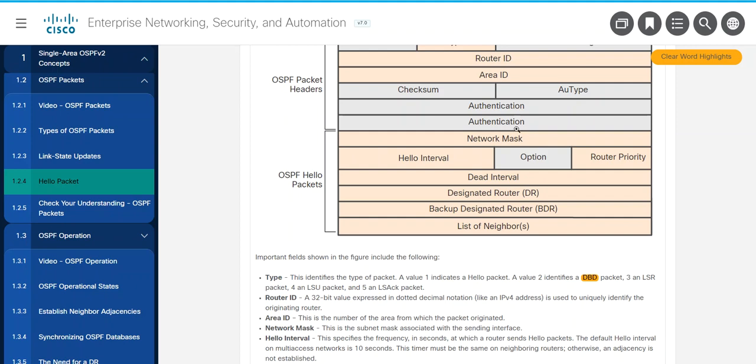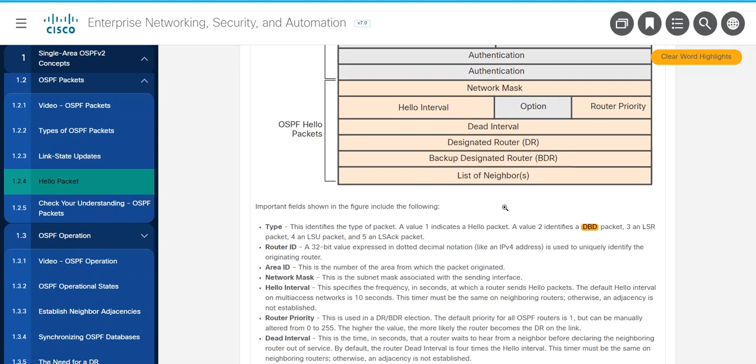OSPF uses hello intervals. The default hello interval is 10 seconds. It also uses a dead interval. The dead interval is the amount of time that a router is going to wait to hear from a neighbor before it declares that it is down. By default, the router's dead interval is 4 times that of the hello interval. So if your hello interval is 10 seconds, by default the dead interval would be 40 seconds. It is possible to change a hello interval and a dead interval. If you change your hello interval, make sure you remember to change your dead interval.